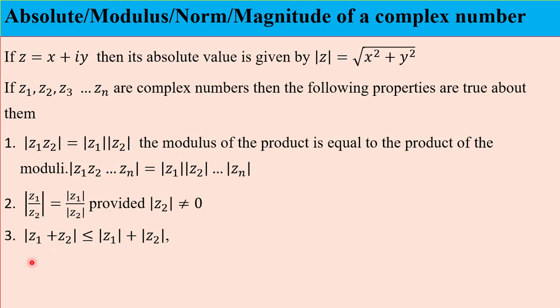Then lastly, the third property is that the modulus of z1 plus z2 is less than or equal to the modulus of z1 plus the modulus of z2. Also, the modulus of z1 plus z2 up to zn is less than or equal to the modulus of z1 plus the modulus of z2 up to the modulus of zn.